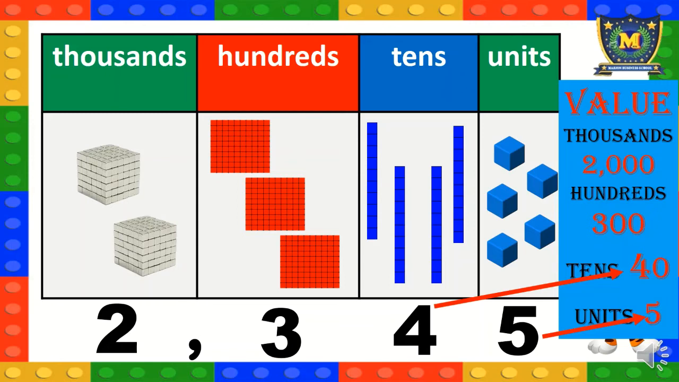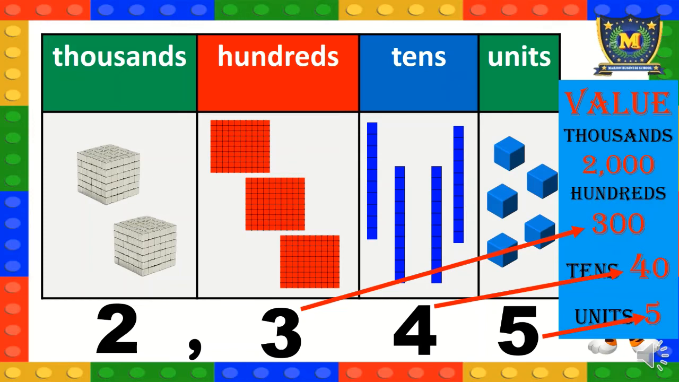And for hundreds place, we have here 3 flats. Now the value for 3 flats is 300. Again, 1 flat is equal to 100. Since we have here 3 flats, all you have to do is to add 100 3 times. And let's proceed to thousands.